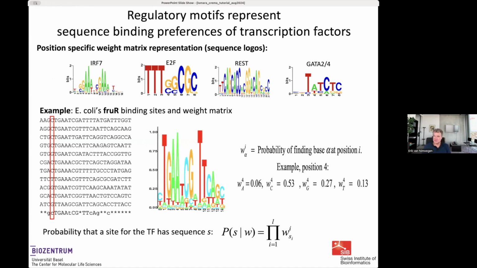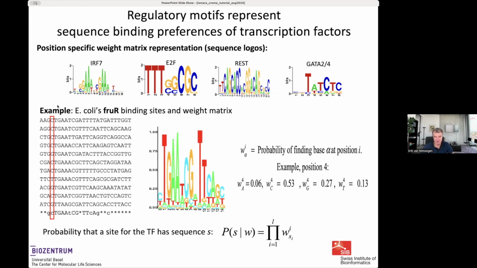So basically, each transcription factor in an organism recognizes specific patterns of small DNA sequences on the genome. And the way that the binding preferences of different transcription factors are typically represented is by something called a position-specific weight matrix. And there are pictures made of these weight matrices, called sequence logos, of which you see a couple of examples here.